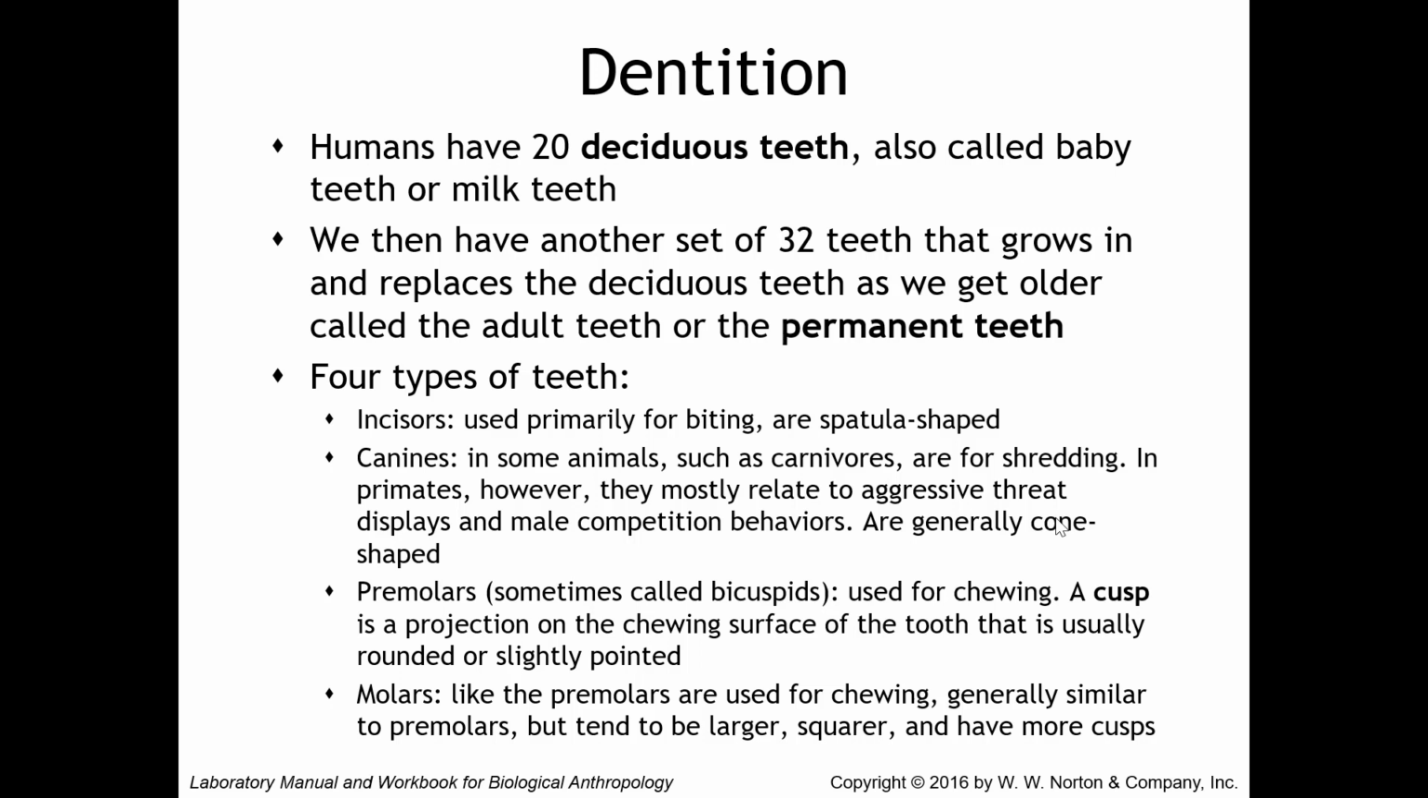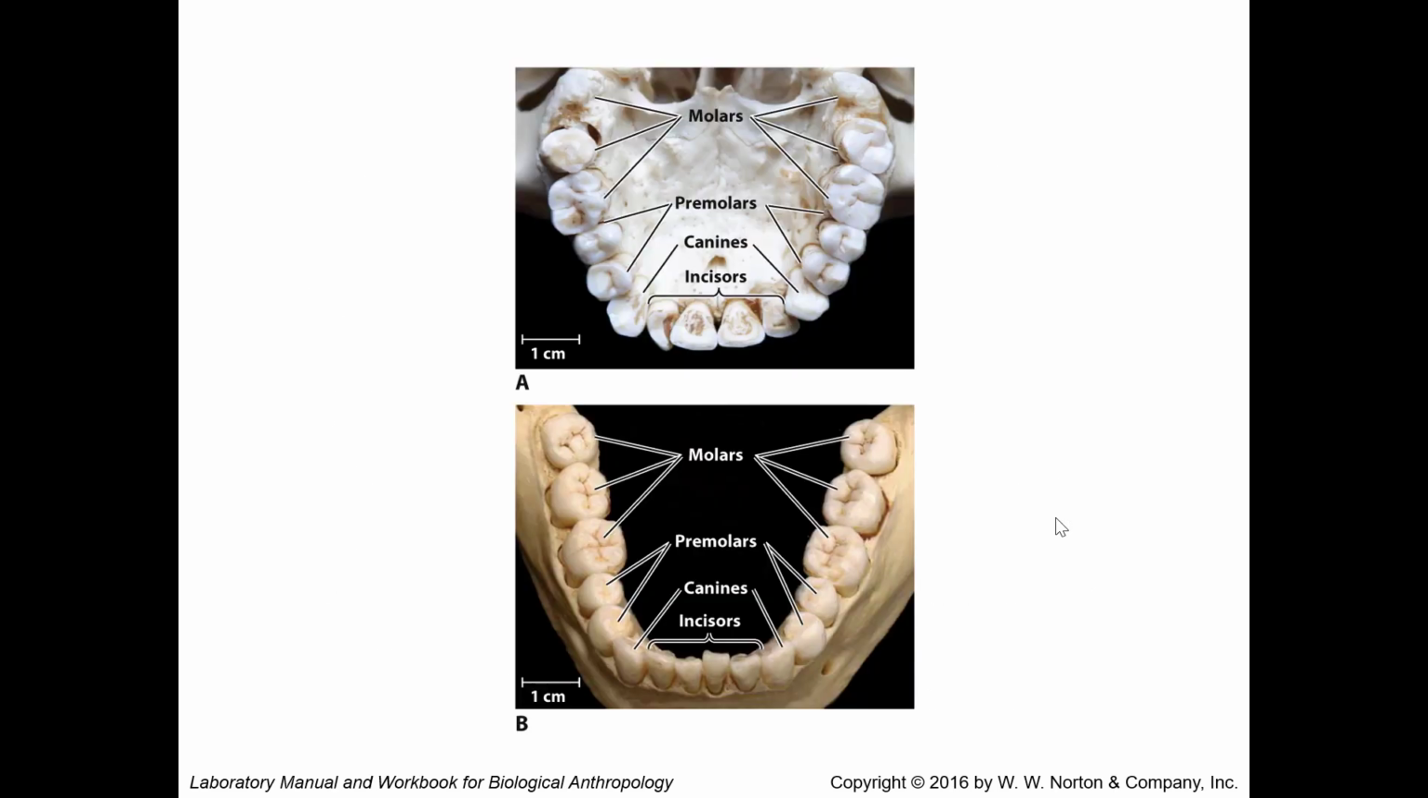We have 4 types of teeth, and I'm going to go to the picture just to show you because it's easier to visualize them. And also, if you want to run your tongue or your finger across your teeth to feel them, it really helps to familiarize ourselves with our teeth as we talk about them. We have our incisors, our canines, our premolars, and molars, right? Our incisors are used primarily for biting, and they are spatula shaped. So we've got 4 of them here.